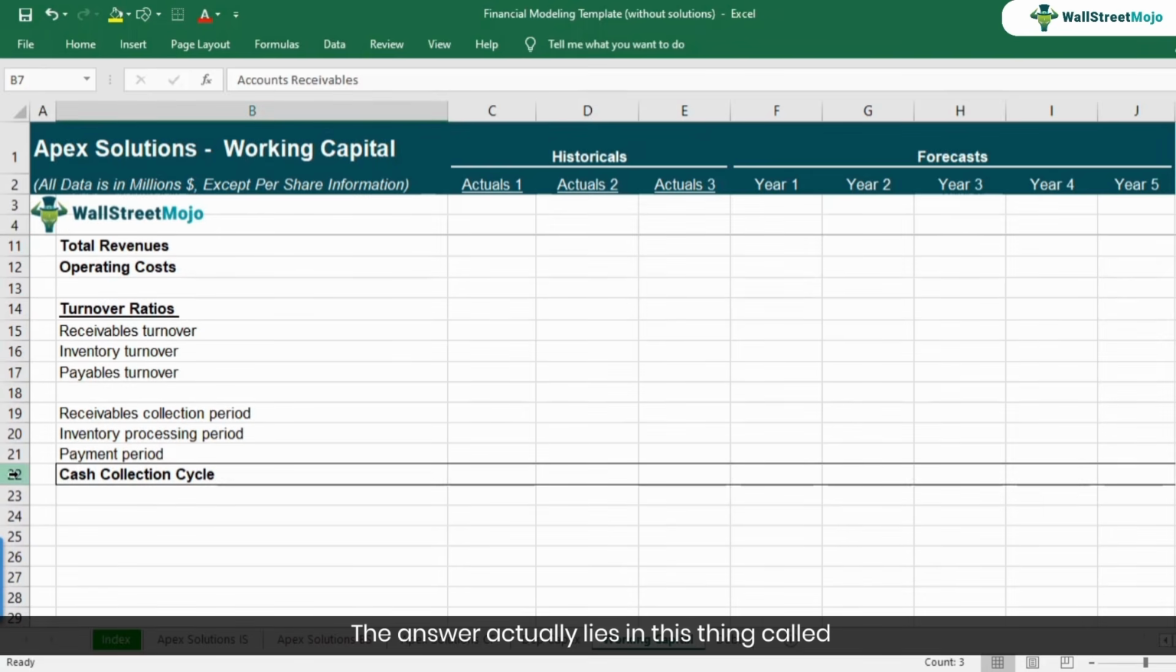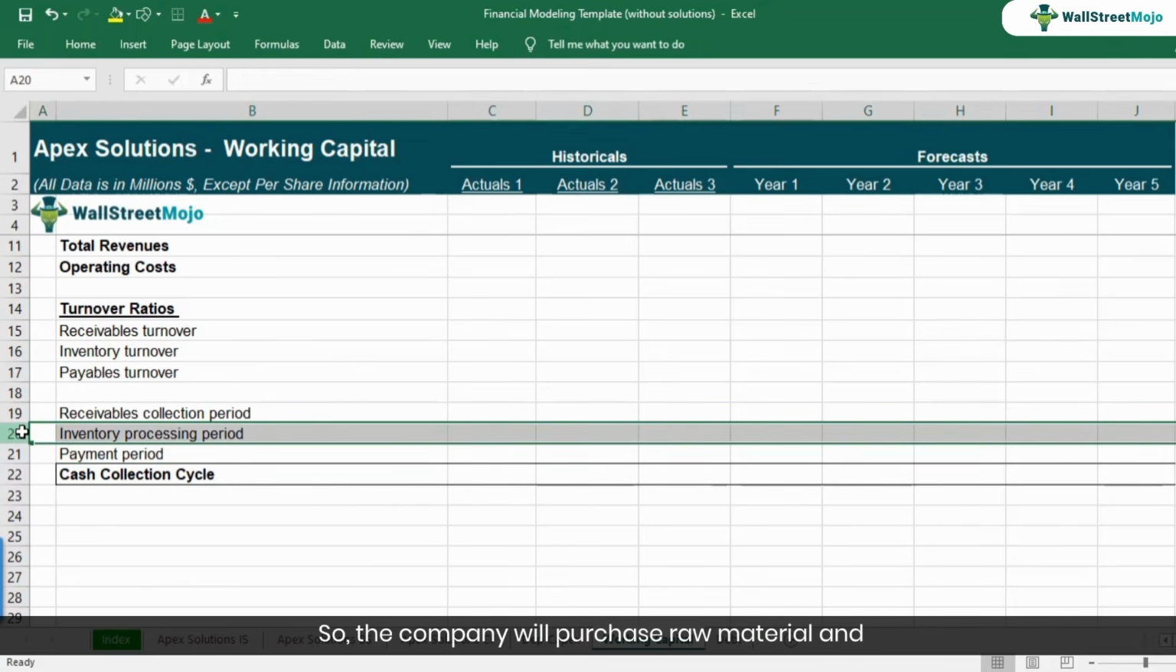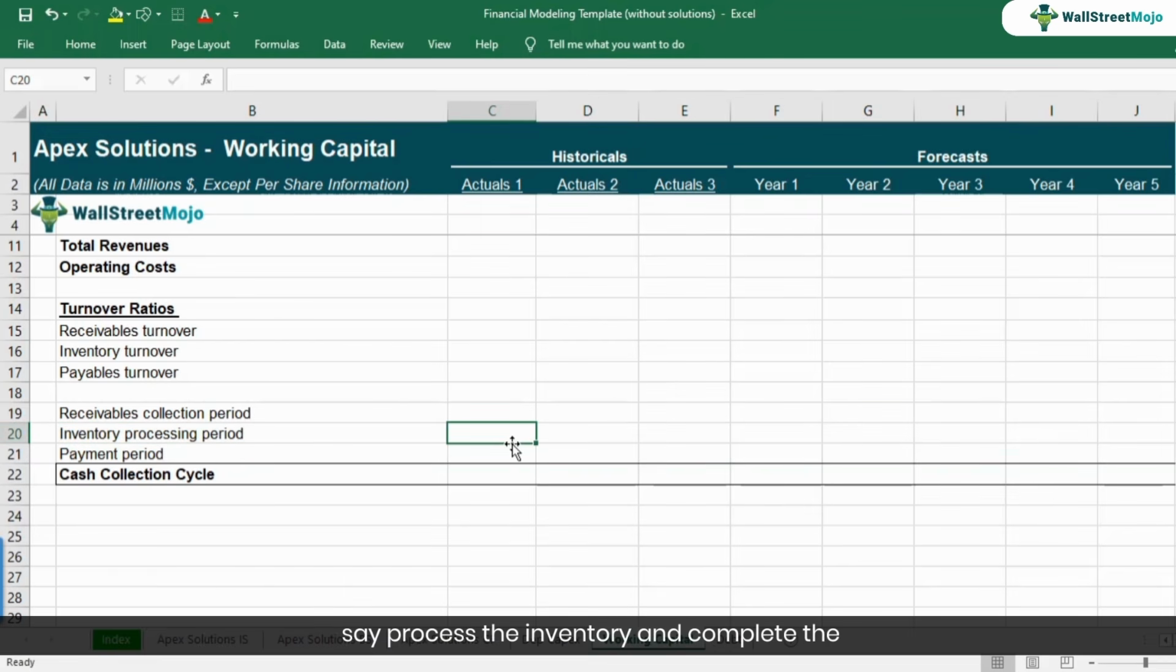The answer actually lies in this thing called the cash collection cycle or cash conversion cycle. Now, I would like you to think from the point of view of a company, right? First, the company makes an investment. So, the investment via working capital would be in the form of inventory, right? So, the company will purchase raw material and it will take some days to process the raw material and convert it into finished goods, right? So let's say it takes 30 days. So the company has made an investment and it is taking 30 days for that company to, let's say, process the inventory and complete the overall process of making it a final product, right?